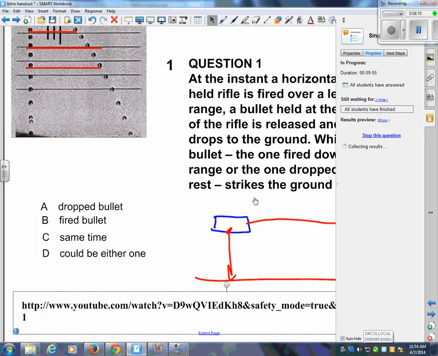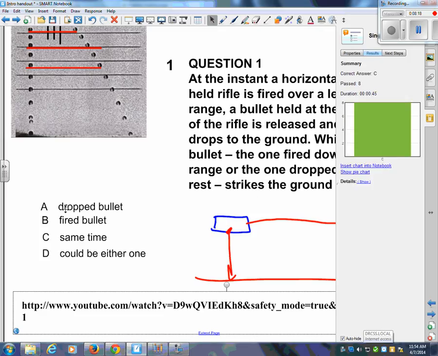The correct answer is C, the same time. Okay? Some classes I have a hard time convincing people of that, right? Although the video definitely helps now. They believe Mythbusters. They don't believe me, they believe Mythbusters. All right, let's move on.